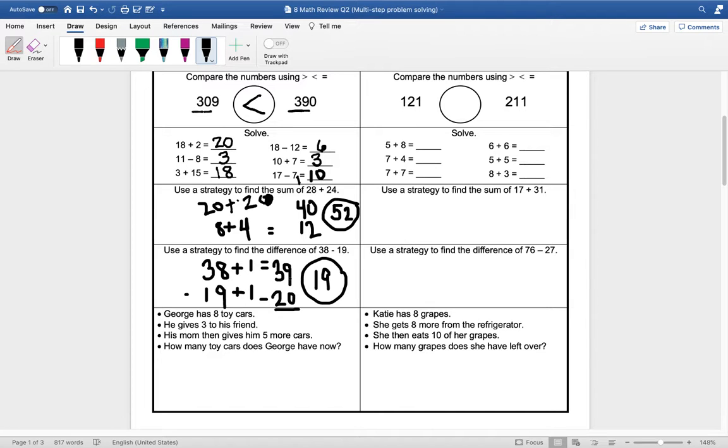All right, for our last problem, George has 8 toy cars. He gives 3 to his friend. His mom gives him 5 more. How many toy cars does George have now?